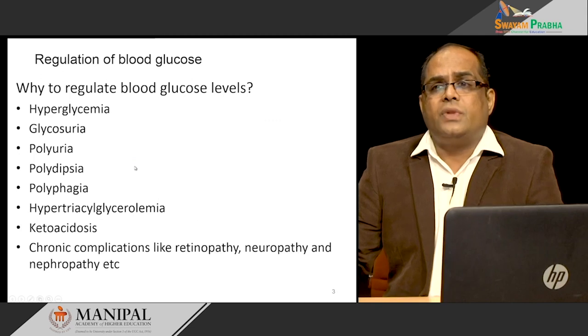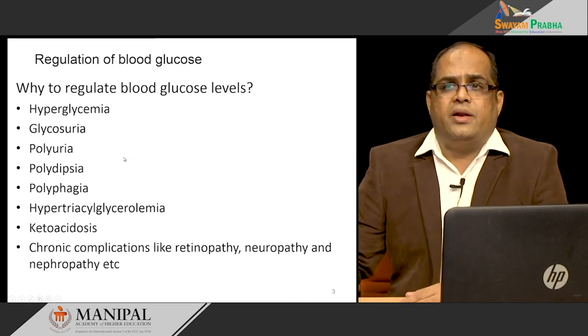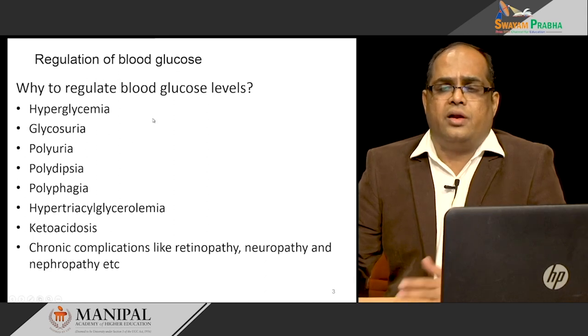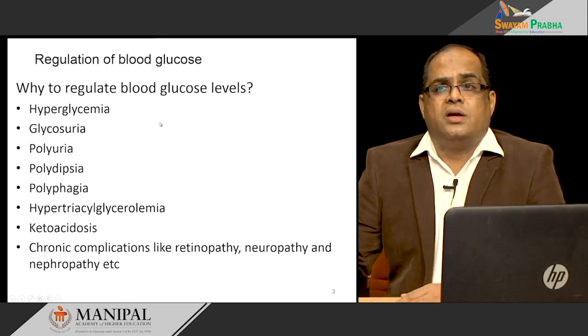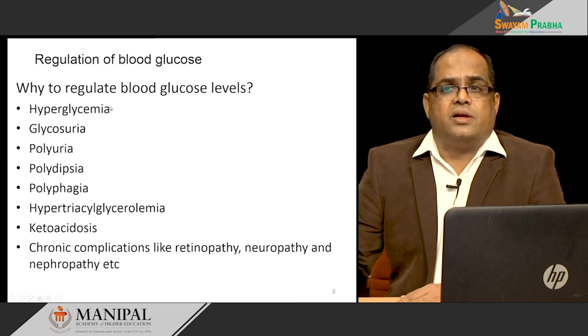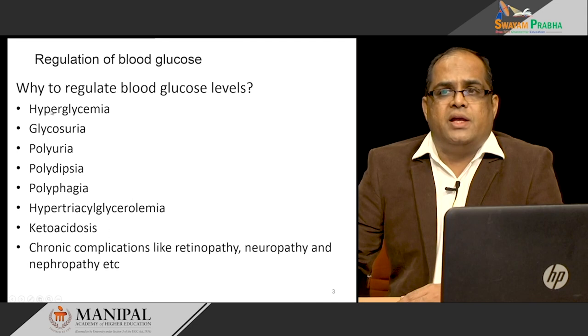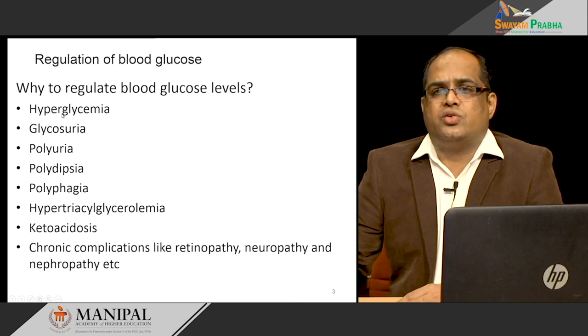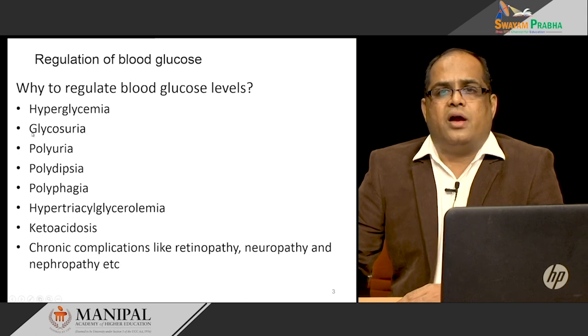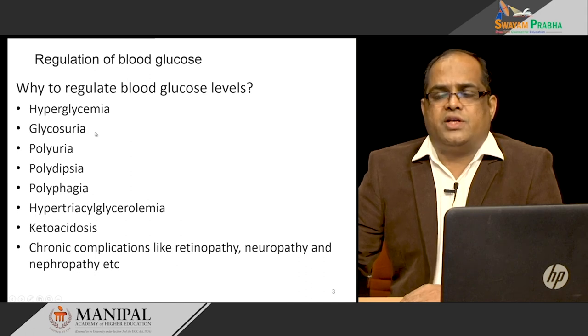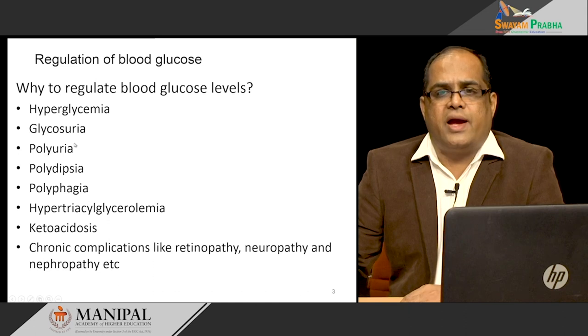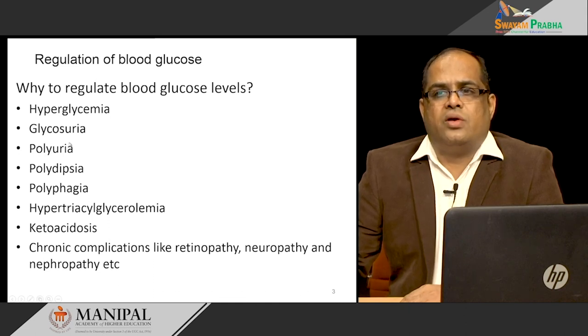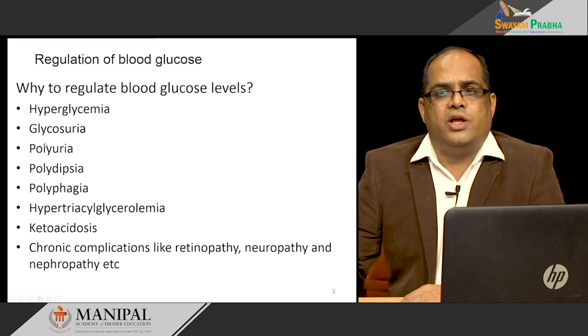ranges. Then the question comes, why should we regulate it in that normal range? If it is not there, what happens? It leads to a condition called hyperglycemia. Hyperglycemia is nothing but increased glucose level in the blood, and if it crosses the renal threshold, it starts excreting in the urine, that is called glycosuria. And as you know, glucose is an osmotically active molecule, not only is it excreted through urine, it carries water along with it. So, there is increased excretion of urine, that is called polyuria.